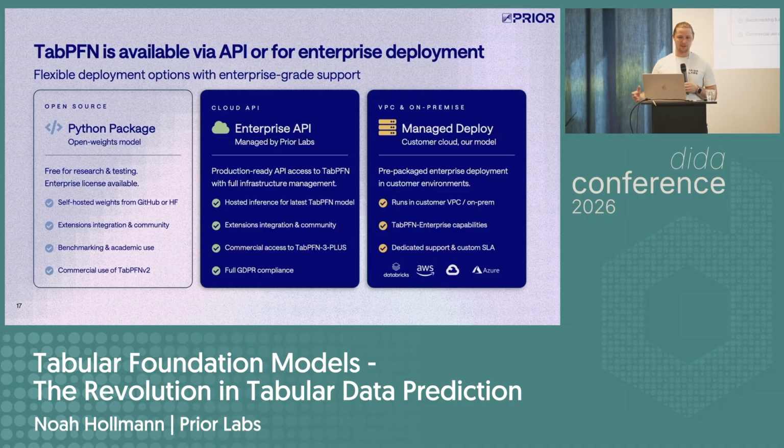And then we have this managed deployment, which is if you don't want to go through the API, but you have a commercial use case for this. We do this in a VPC or on-premise, working with, for example, AWS, Azure, GCP, and so on, to have a safe place for the model to live and know that there is no data transfer out of that infrastructure.